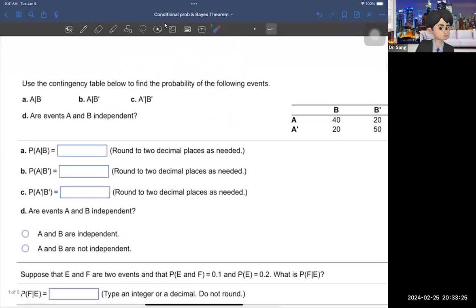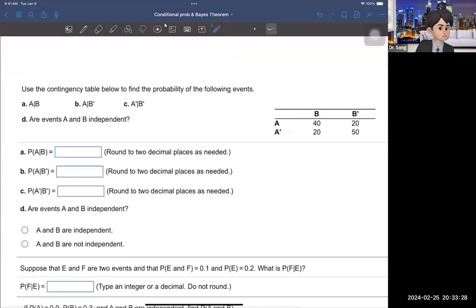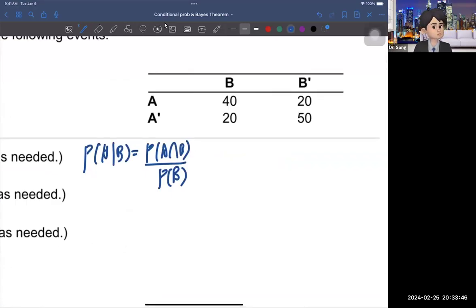So let's start with the example. Here, with this contingency table or the 2 by 2 table, we first want to calculate the probability A given B. So let me use this equation. Probability A given B is probability A intersection B over probability B. So in order to calculate this one, you need to find the marginal distribution. So the B total number, doesn't matter A or the A complement, is a 60. So I just find the summation of these two. And then same for the B complement, that's a 70. And then the A complement is a 70, A is a 60. So the total is a 130.